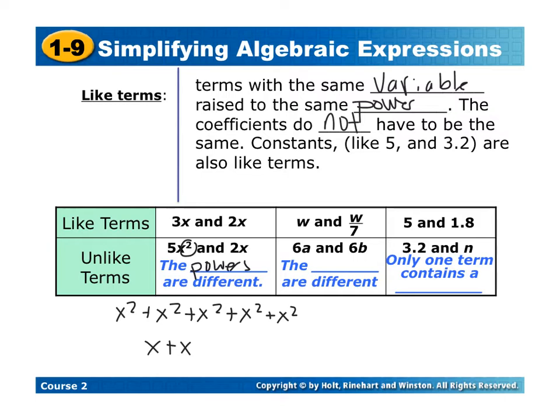Our next one, w and w over 7 would be considered like terms. 6a and 6b would be unlike terms because the variables are different, because a is not the same as b. Just like for some of you when we separated, the pencils were not the same as the markers. And then lastly, we have 5 and 1.8, which are like terms because they're both numbers. 3.2 and n are unlike terms because only one term contains a variable. So since 3.2 or 3 2/10 doesn't have a variable with it, it can't be combined with n.